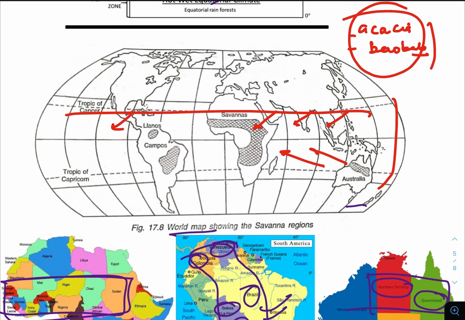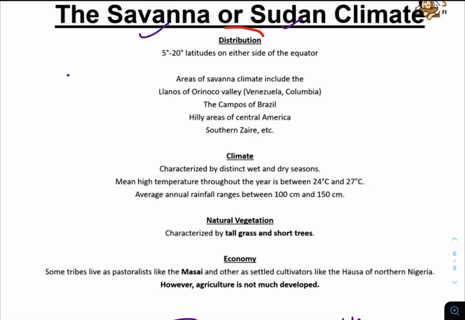Now, from the examination point of view, what are you going to write here? In the exam, first you write about the distribution. Just write this much only. Write the distribution, that is the extension: it extends from 10 degrees to 20 degrees north and south of the equator. That is the first point. Then about the area, you write about the savanna type of climate, llanos and campos. You can indicate these regions on the map.